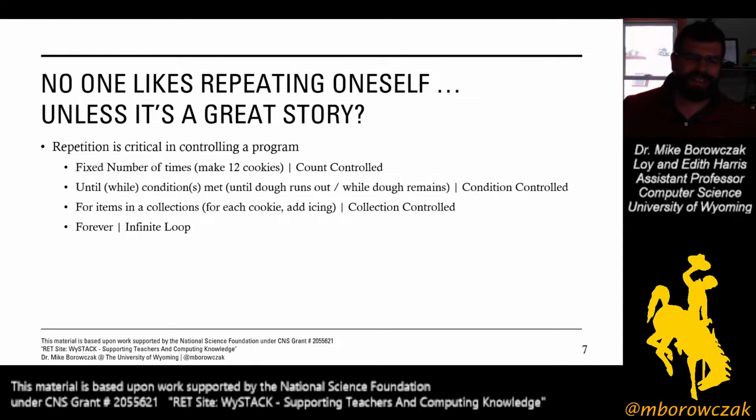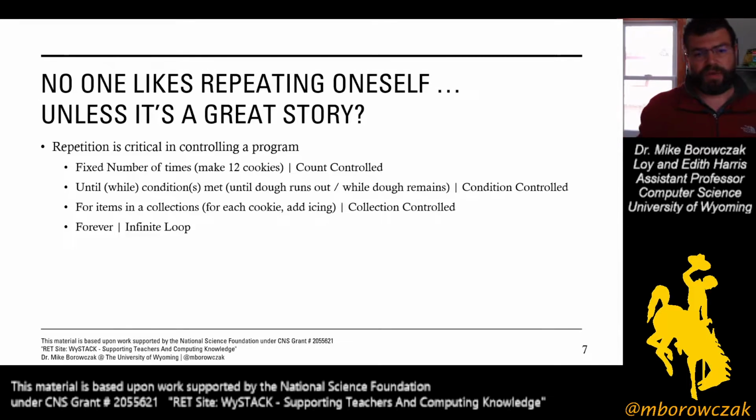So no one likes repeating oneself over and over again, right? So one of the huge, I'll say, differentiating features for programs, computers, is that they're really good at repetitive tasks. So repetition is critical in creating a program. So there are different types of repetition. So one is count controlled. Do something a fixed number of times.